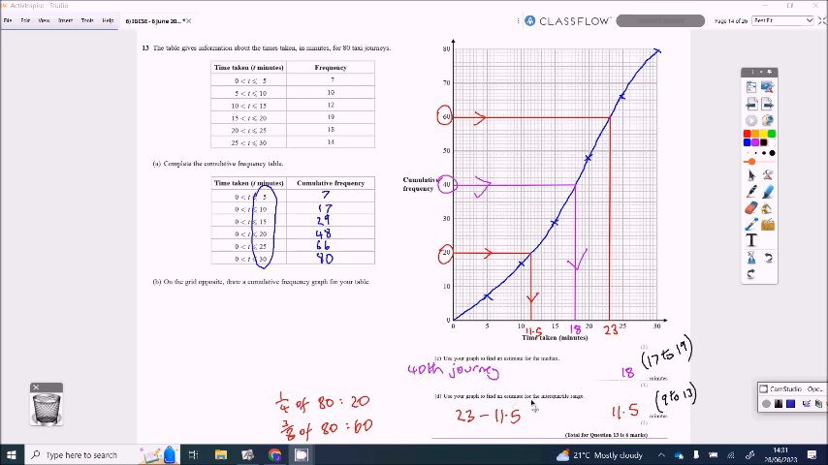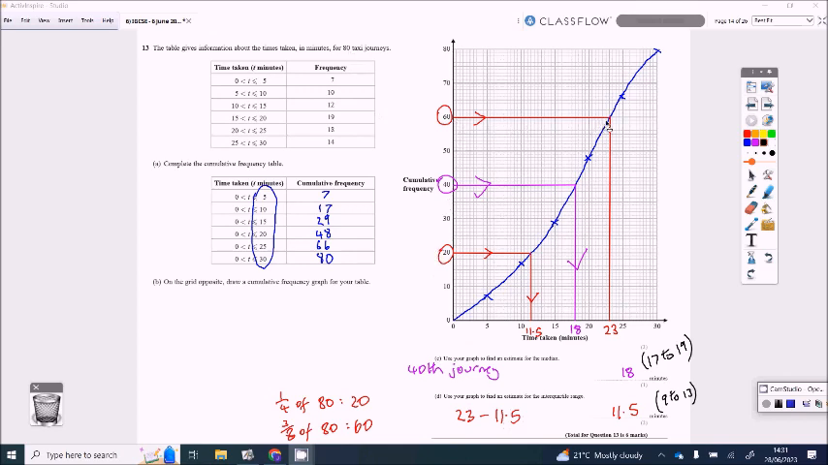Now use your graph to find an estimate for the interquartile range. Now this is the range between the quarter value and the 3/4 value. Now a quarter of 80 is 20. So here's my 20 in red. Go and take a reading. I've got 11.5. Now 3/4 of 80, 3 lots of 20 is 60.